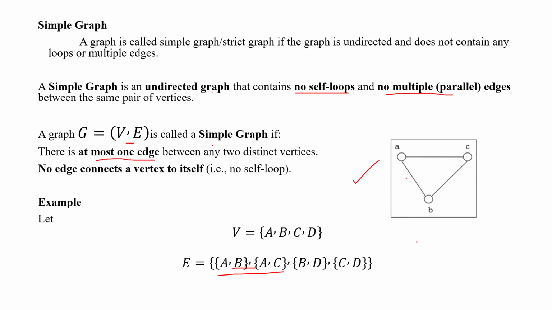This is the other diagram we have already drawn: A, B, C, D. Like this we have given the edges AB, AC, BD, CD. Like this we have drawn it. This is also a simple graph.